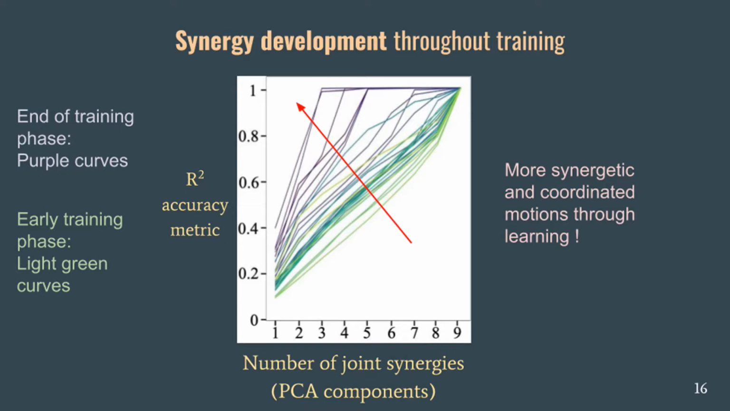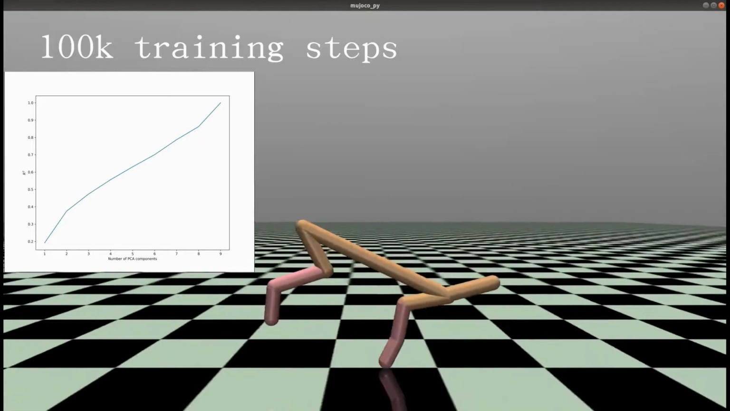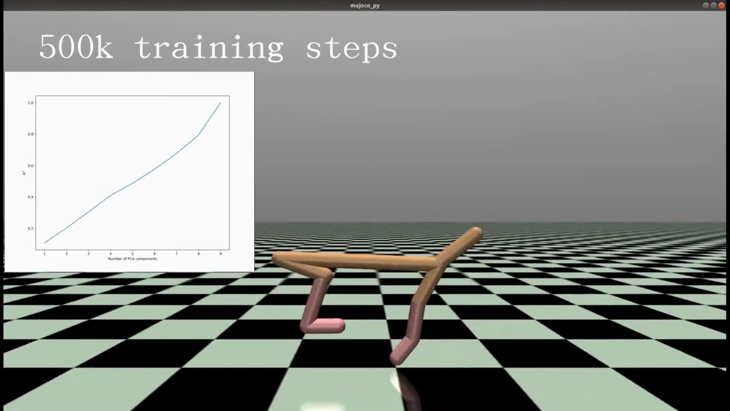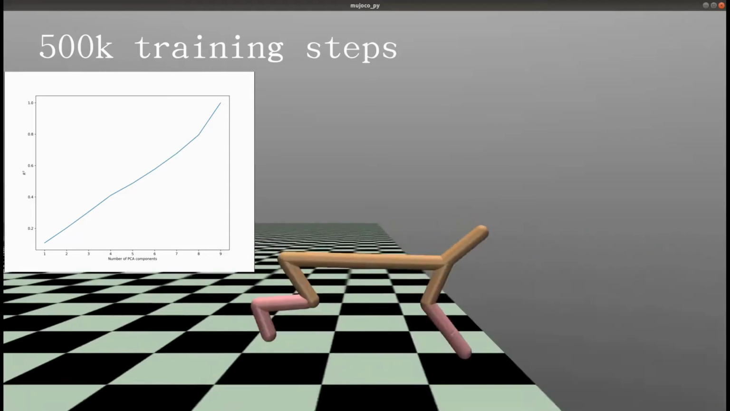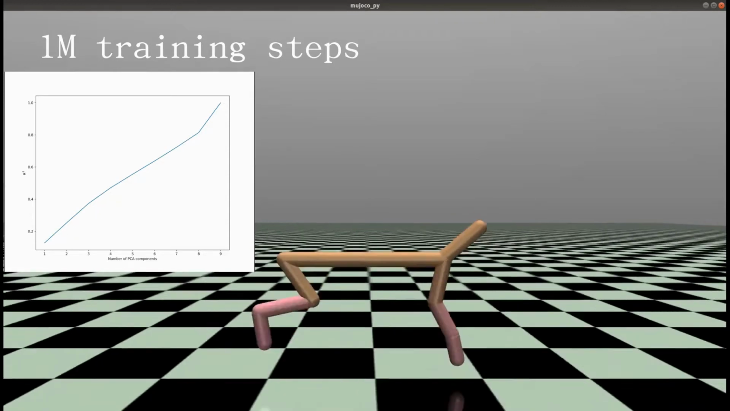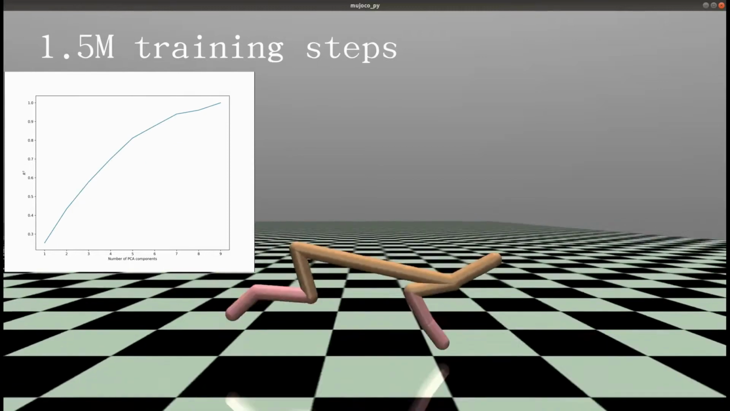Now, let's see the video of motions of half cheetah throughout the training. At the beginning of the training, we can see that the movement of the half cheetah is rather random and non-synergetic. As the training progresses, we can see that the movement of the half cheetah is becoming more and more synergetic and more coordinated between the joints.